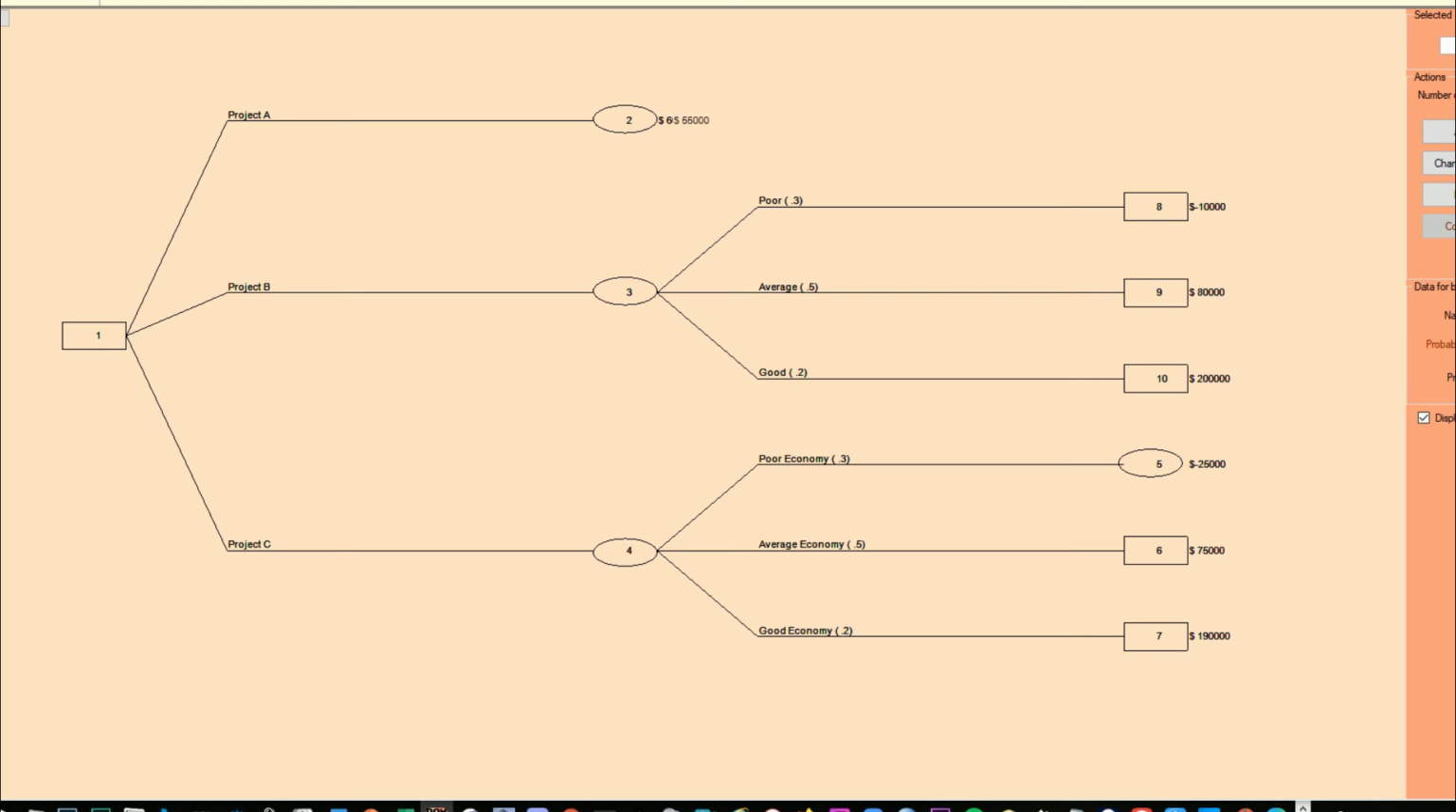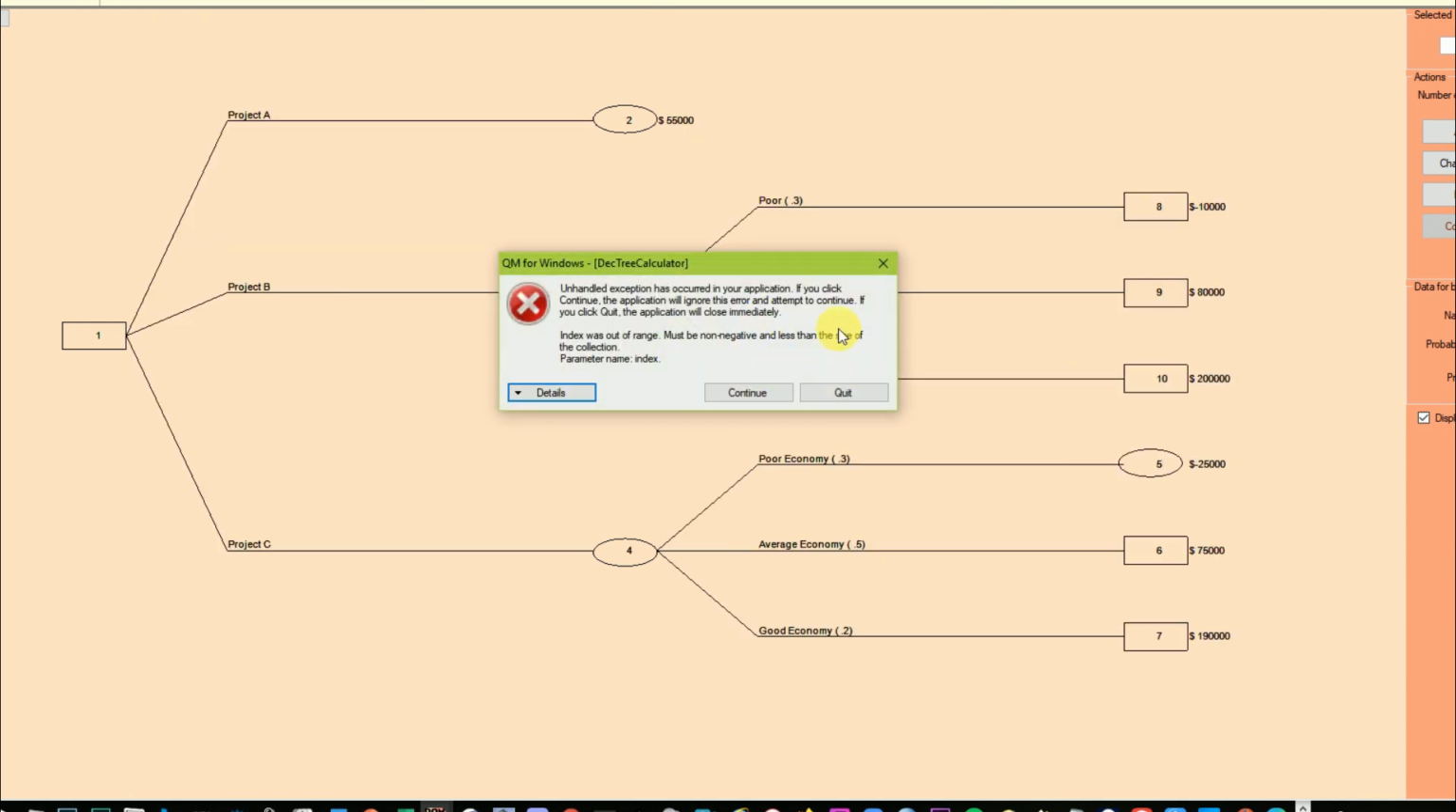So what does this mean? In whatever scenario of the market is, you will stand to earn 55,000. So it's like placing a bond deposit, a bond placement. No matter what the scenario of the market is, you will stand to earn 55,000. However, if you pursue project B, in a poor market, you will stand to lose. On average market, you win 80,000. On a good market, you earn 200,000. So this is how it looks like, really, right? Okay, so edit data. I think I had a problem there again.